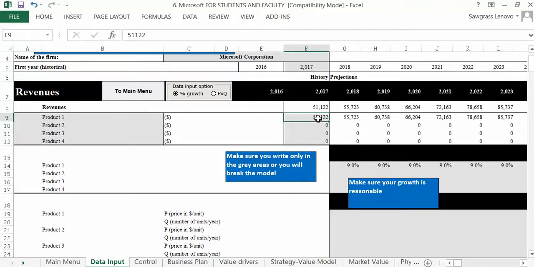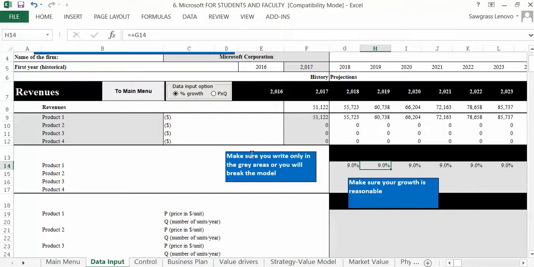You put here the historical level of sales. You can have several products. Here you can put product 1, 2, 3, 4, as many as you want. And then for the projection, you have to plug in here the sales growth for the next years. And sales growth will go together with the growth of the operating capital if all the numbers that you did are correct.